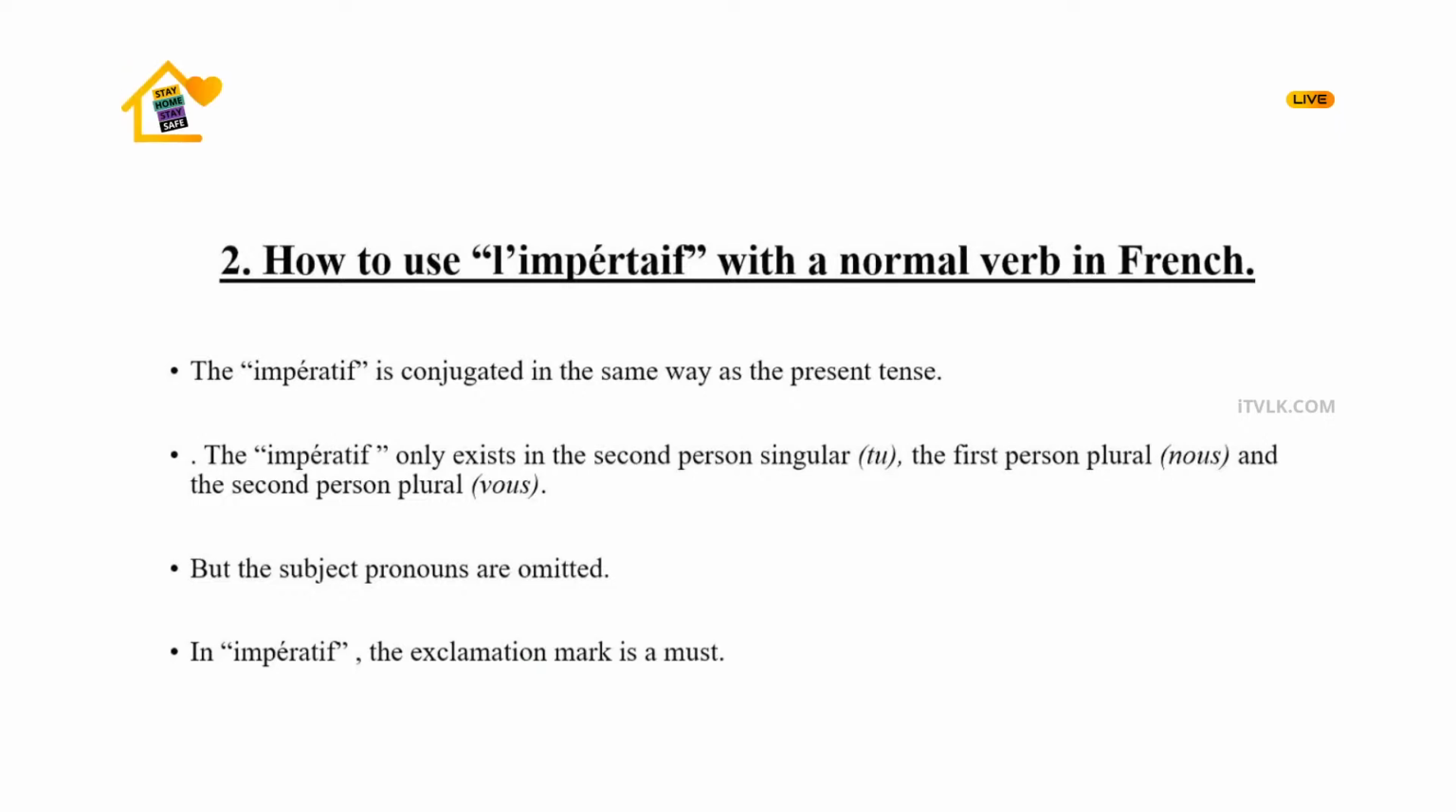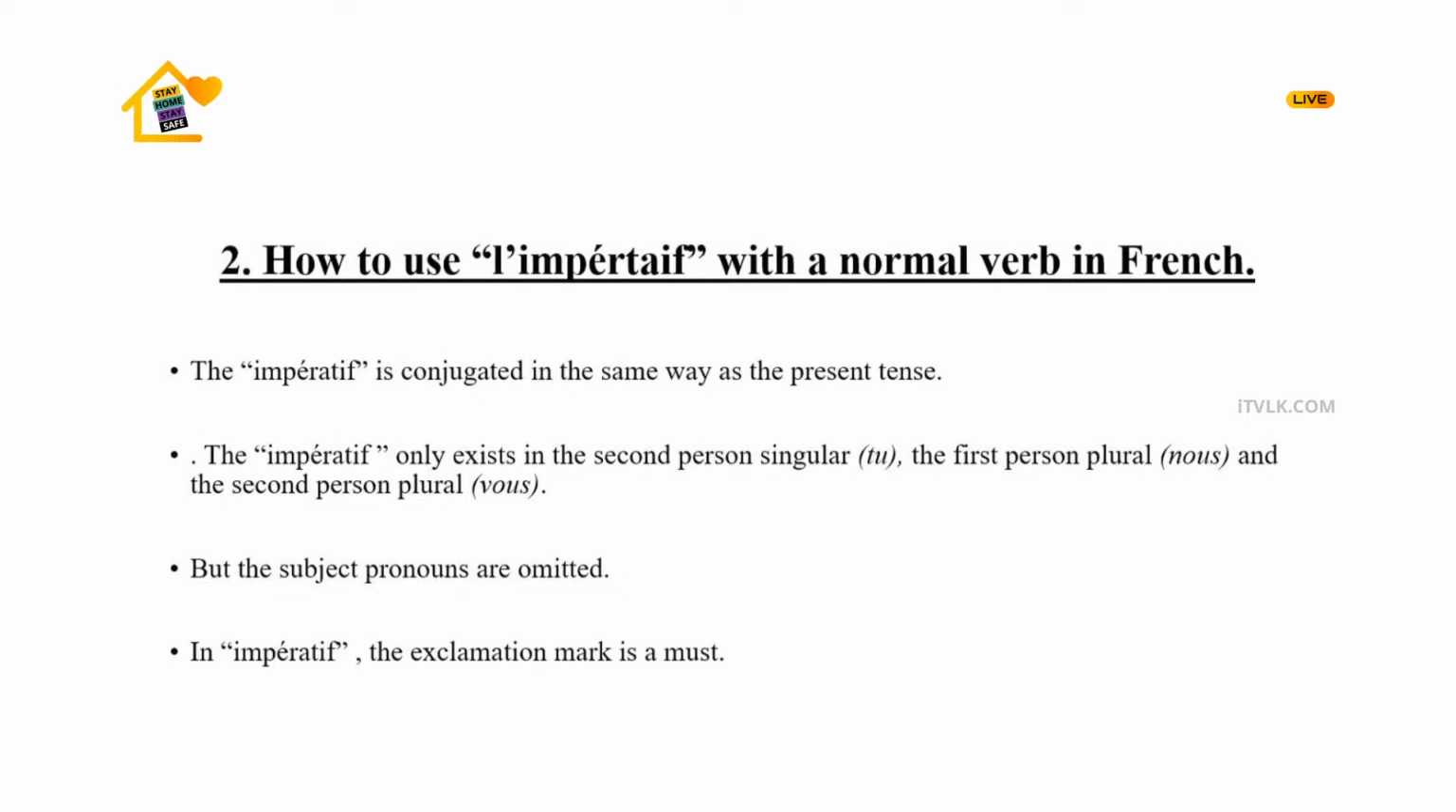The second idea to remember is that the imperative only exists in the second person singular, in the first person plural, and in the second person plural. That is to say, you may be conjugating a verb to present tense, but you will be using the conjugations related to tu, nous, and then to vous. So only 3 conjugations in this manner are used in imperative.